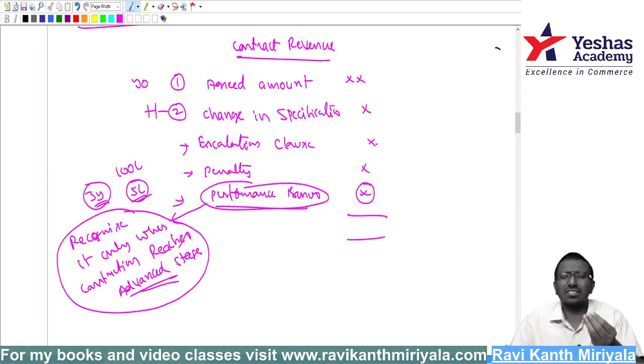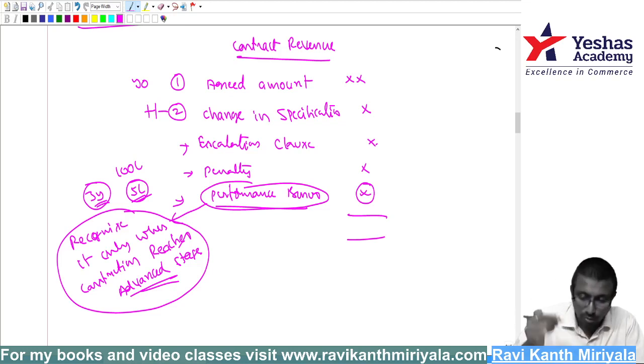Advanced stage means, sir, nothing is left, I'm sure I'm going to get it. I already completed 2.5 years, within 1 month I am going to finish construction. He gave me 3 years, so that 5 lakh rupees is also mine. Then you take it into revenue. Otherwise you should not take it.